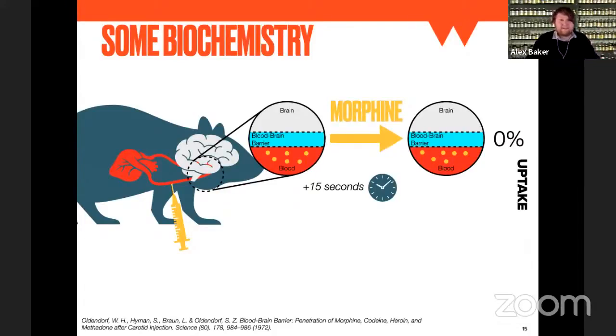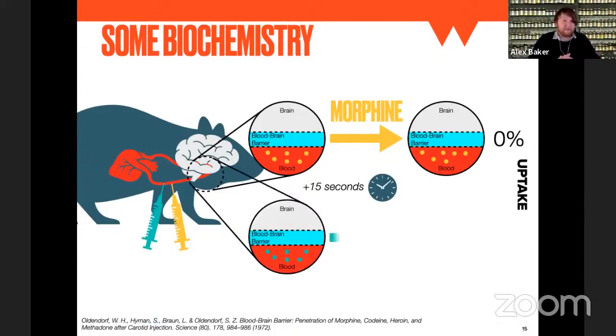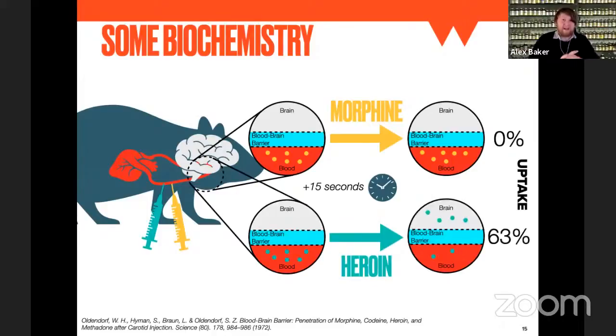And it was found after 15 seconds that no morphine had gone from the blood into the brain of the rat. They then repeated their experiment and dosed the rats with heroin. These are, of course, new rats, not the decapitated ones. And after about 15 seconds, they realized that 63% of the heroin they put in the rat's blood was now in the rat's brain. And it turns out that heroin is far more soluble inside the fat of the blood-brain barrier and brain than morphine is. This means it moves across the blood-brain barrier far more effectively than morphine.